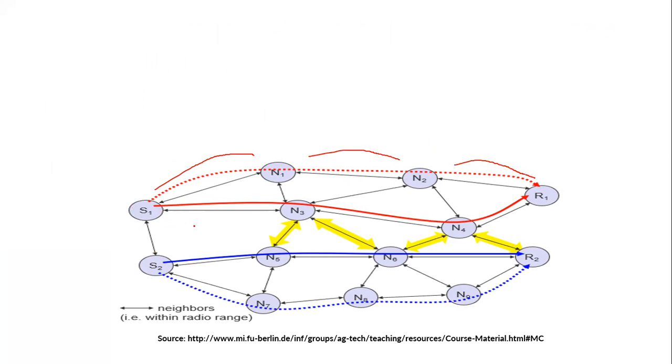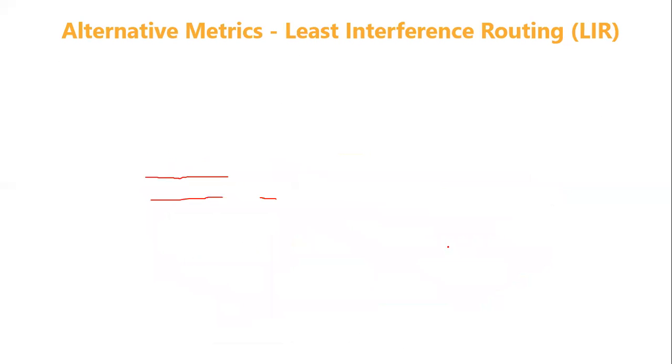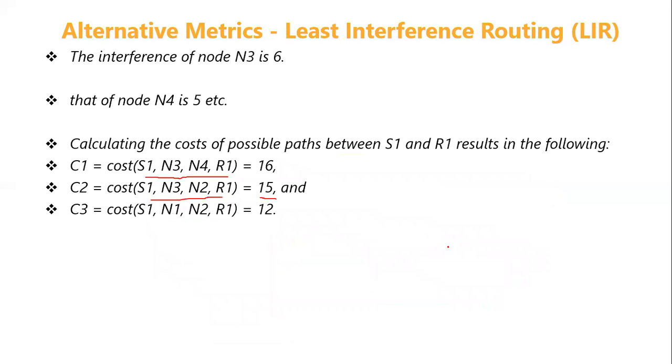So again calculate the interference value for all the nodes. S1's interference value is 3. N1's interference value is 1, 2, 3. N2's interference value is 1, 2, 3, 4. R1's interference value is 1 and 2. So just add this: 3 plus 3, 6, 6 plus 4, 10, 10 plus 2, 12. So the cost of the third path is 12.